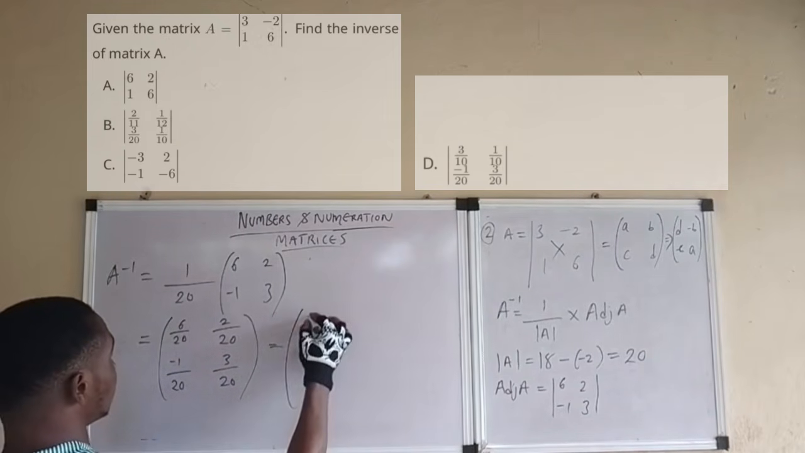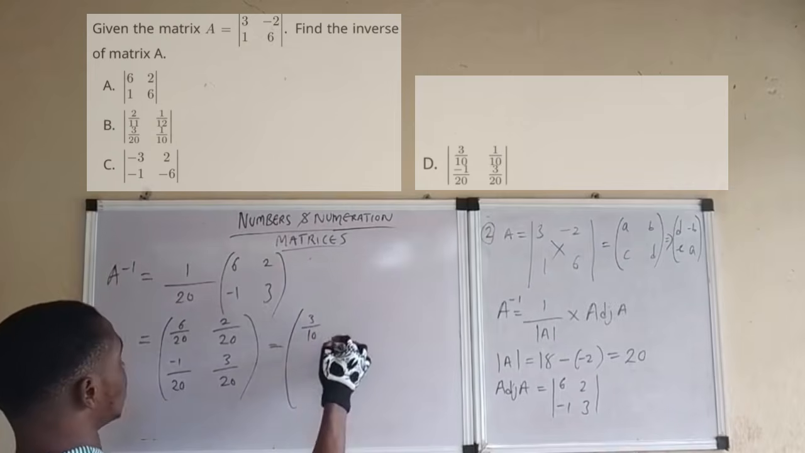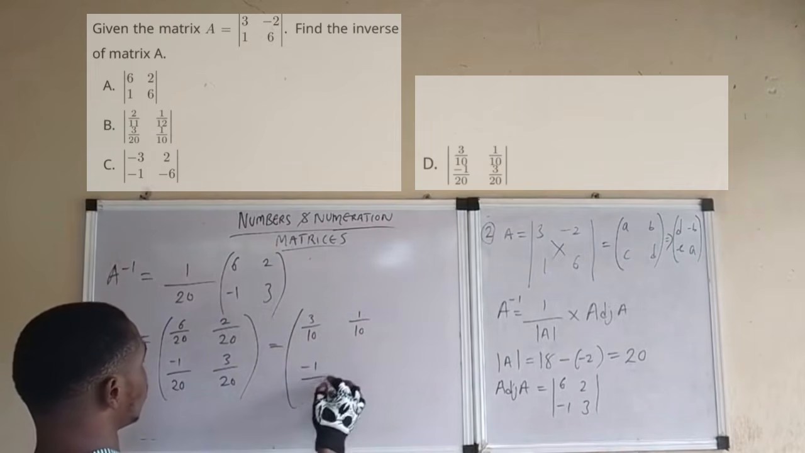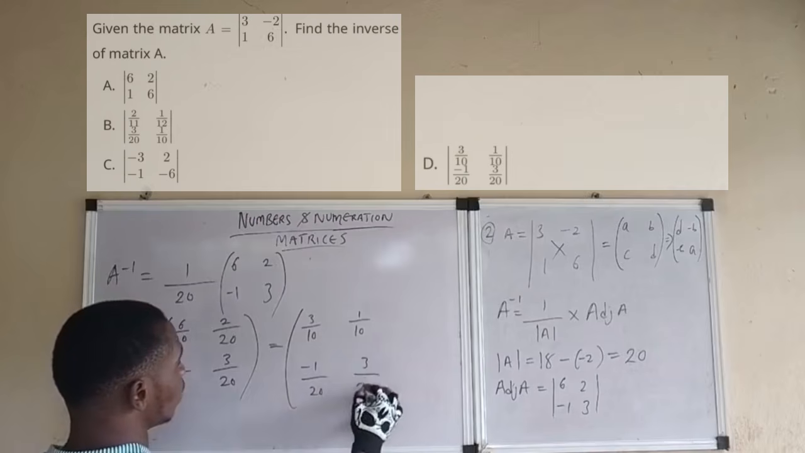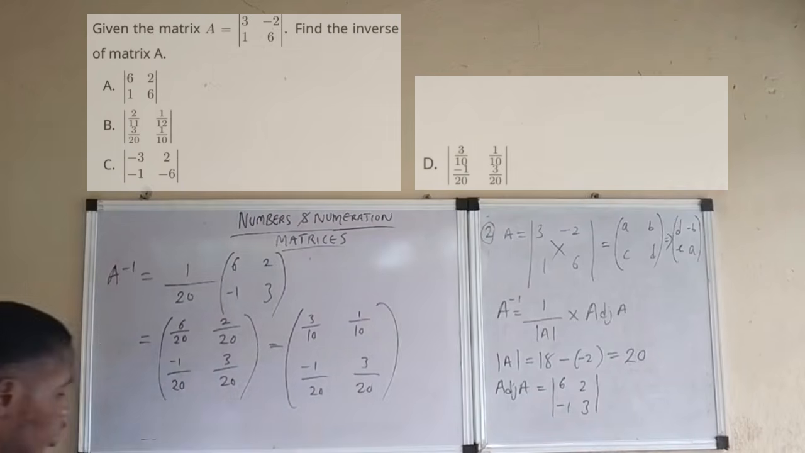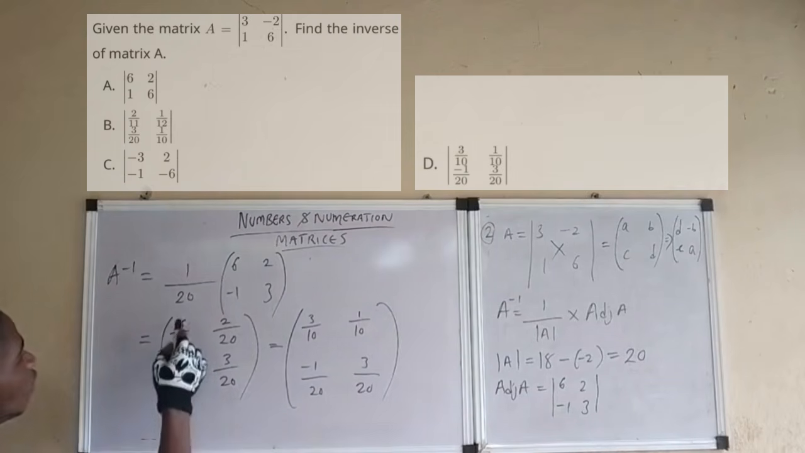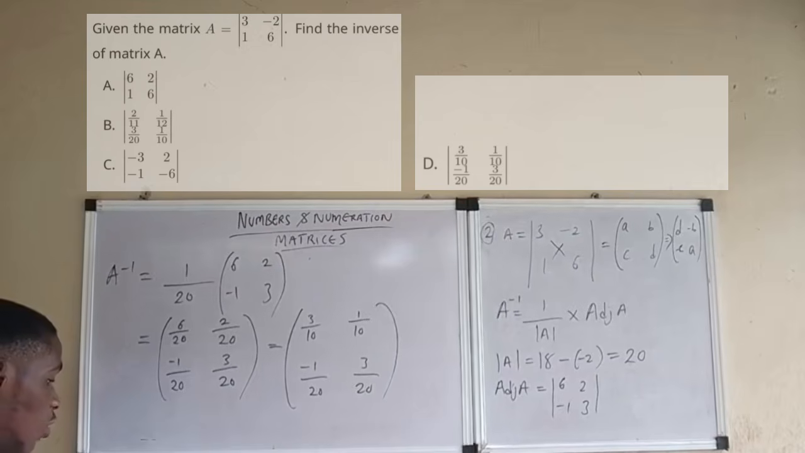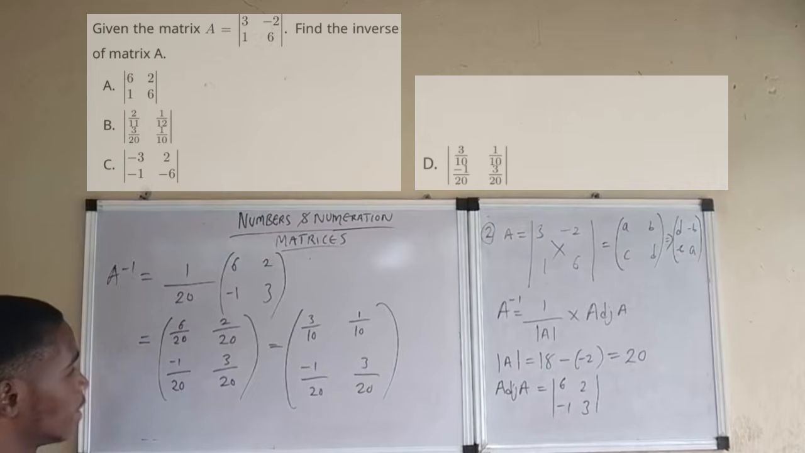If you do that, you'll be having 3 over 10, 1 over 10, minus 1 over 20 and 3 over 20. You know that to take it to the lowest term, you just have to divide the numerator and denominator by a common value. So if you look closely at the options that we have here, the correct answer is option D. So that is how you solve a question like this.